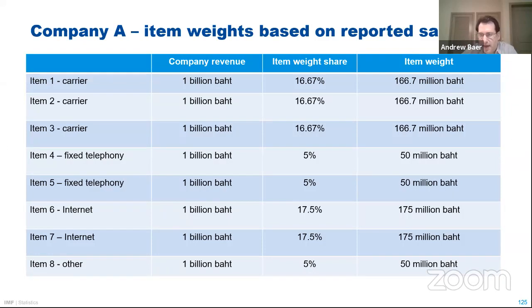You can simply say, 50% of the sales come from the biggest category, and I'm going to collect 2 items in that category. So 25% of the total company sales get allocated to each of those 2 items. Really, what the important thing is that we're taking the total company sales and allocating it to the different items we collect as item weights.